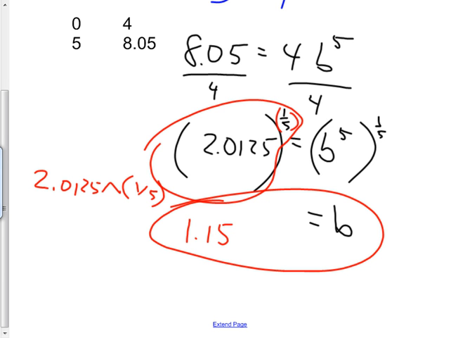All right, so final answer is y equals ab to the x. But what's a? In this problem, what's a? 4. b is, we just figured that out right there, 1.15 to the x.